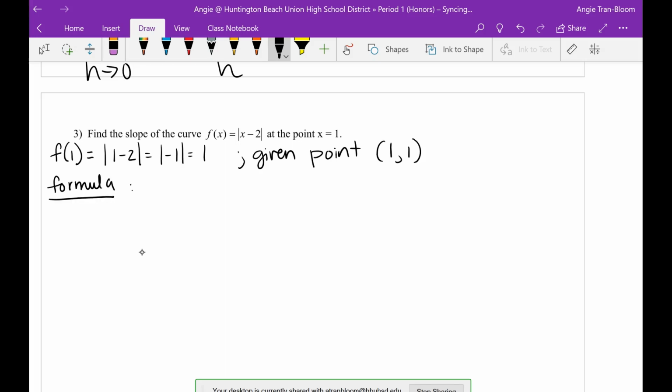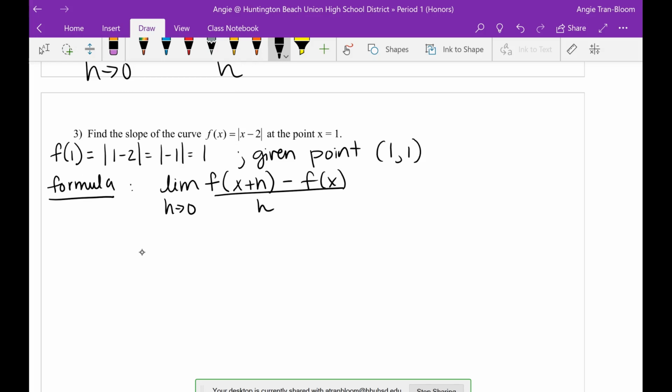I'm going to use the formula that we just wrote down, the limit as h approaches 0. Remember, h is the distance from that given point of f of, you can use a or x, that's not important. Since I'm using x, I'm going to plug in x. Well, here we go. Let's plug it in. We know what f of 1 is. F of 1 is 1. We found it ourselves. So what do we do from here? Limit as h approaches 0.